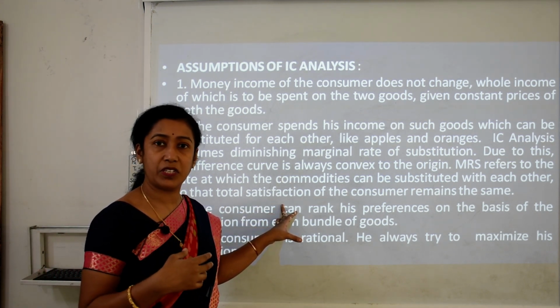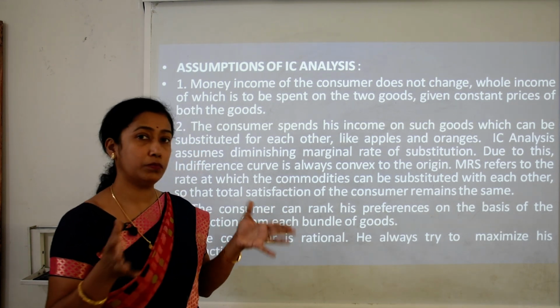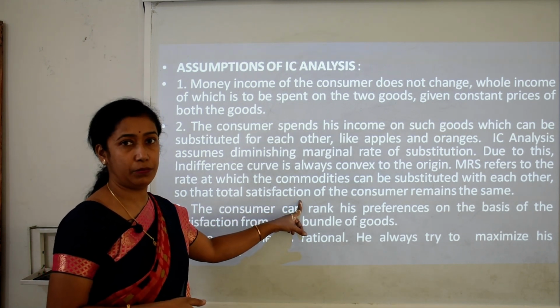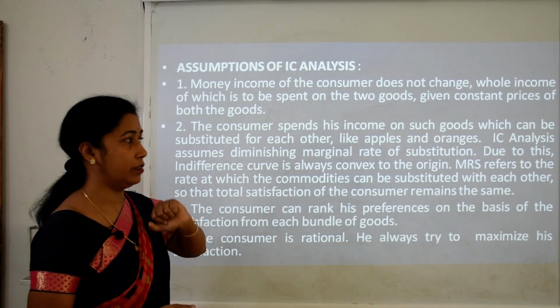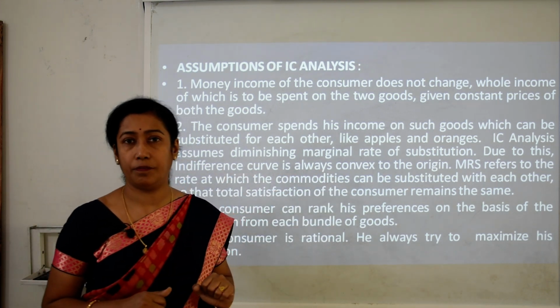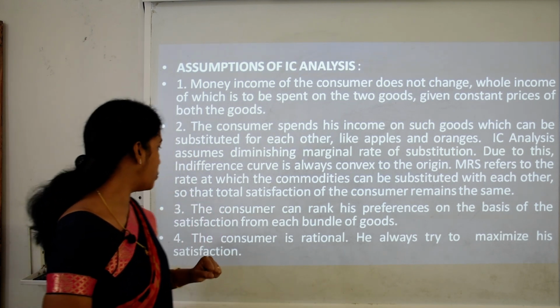Say for example, substitute goods can be apples and oranges. Both the goods must be substitutes of each other, and then only a consumer can maximize his satisfaction. Second condition is that the indifference curve is always convex to the origin. It is never concave. It is always convex to the origin point, that is O.